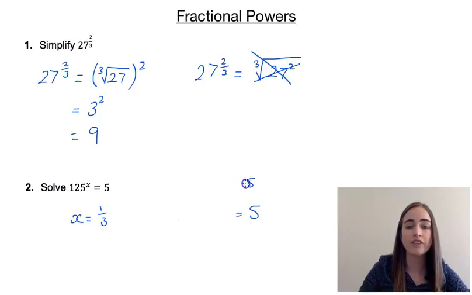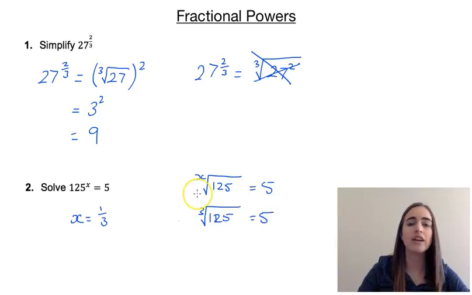You can also think of it as we need the x-th root of 125 to get us an answer of 5, and we would need the cube root of 125 to give us an answer of 5. So you can think of it either way.